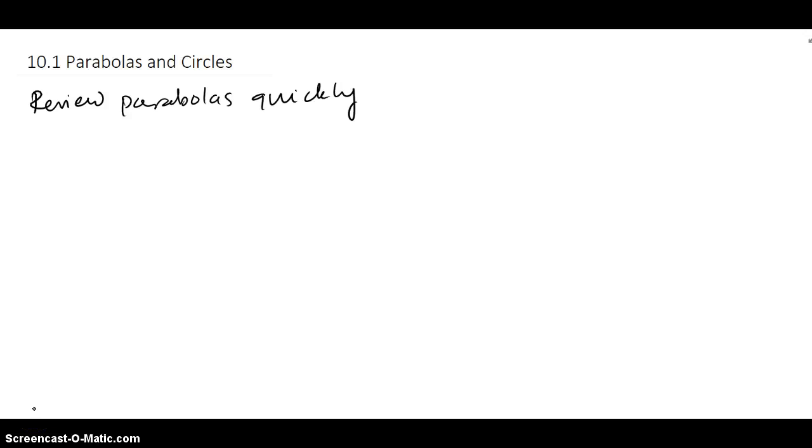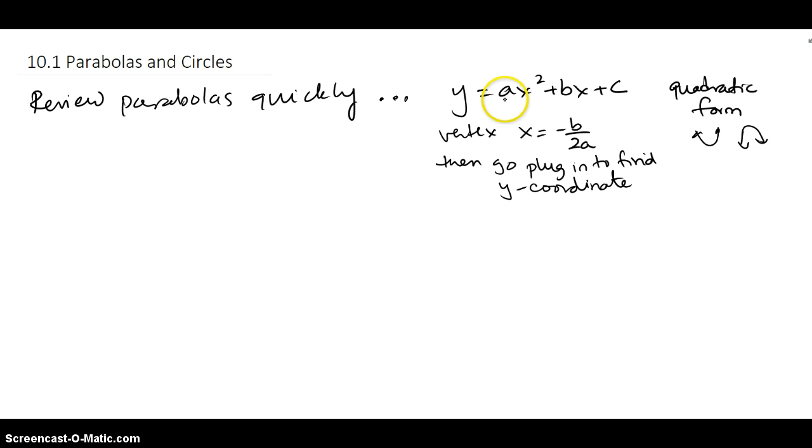In this section we're going to talk about parabolas and circles, and we're going to review parabolas really quickly because we've seen them before. We have y equals ax squared plus bx plus c, which is the quadratic form of a parabola that opens either up or down. A will tell us whether it opens up or down. If A is positive, it opens up, and if A is negative, it opens down.